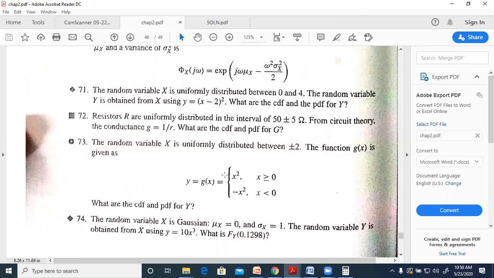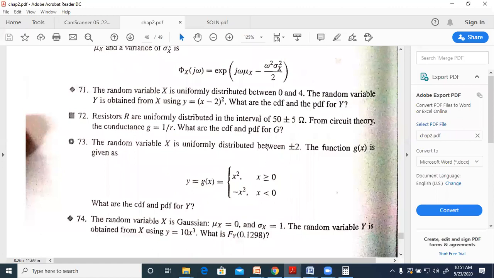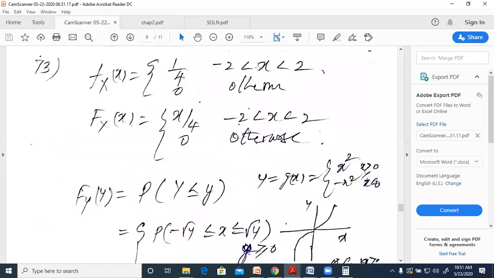Given this, we should be able to find the inverse, G inverse of y, x equal to G inverse of y. So let us see the solution there. f(x) is within the range minus 2 to plus 2. That's what is mentioned there, if I'm right. Plus or minus 2 will give minus 2 to plus 2. So therefore, it is between minus 2 to plus 2.